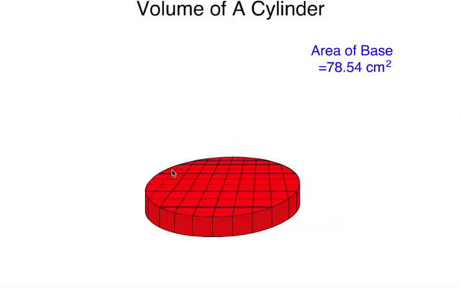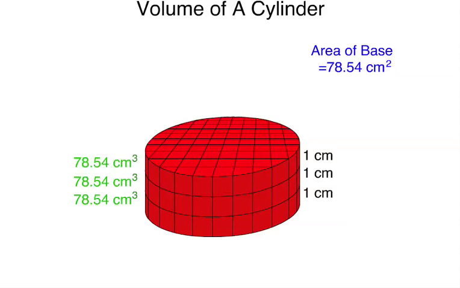Okay, so when we're looking at the area of the base, each square that we are looking at really represents a cube. Even each fraction represents the same fraction of the cube. So if we had 78.54 centimeters squared as the area of the base, then we know that the volume of the first layer is going to be 78.54 centimeters cubed. Each layer is going to be 78.54 centimeters cubed.